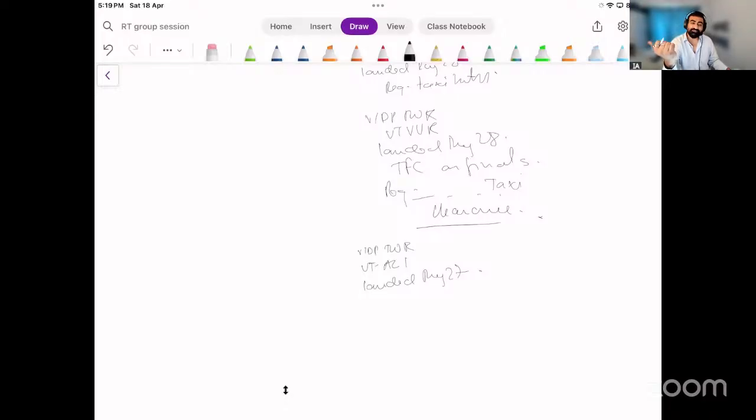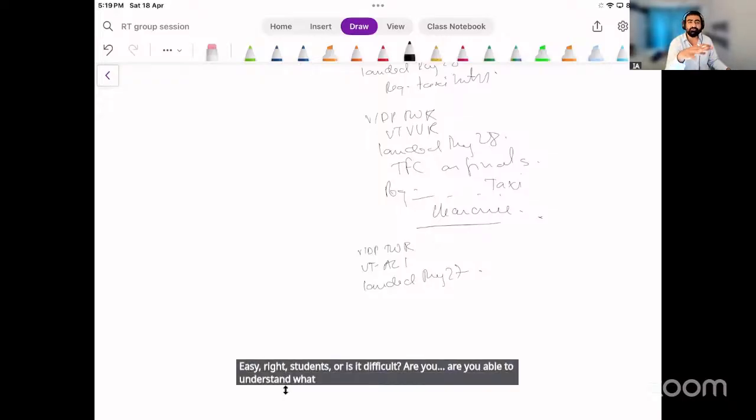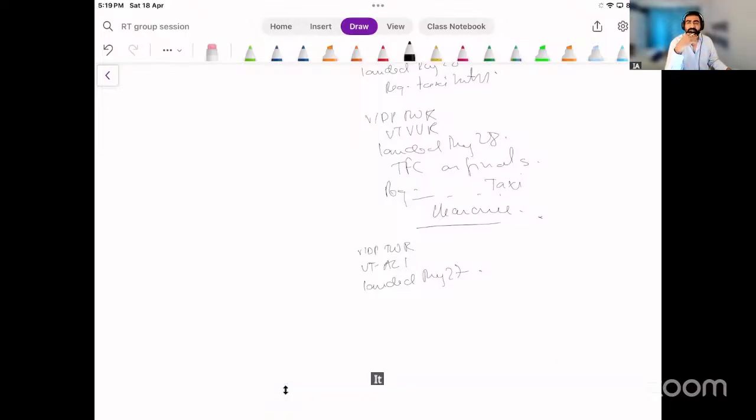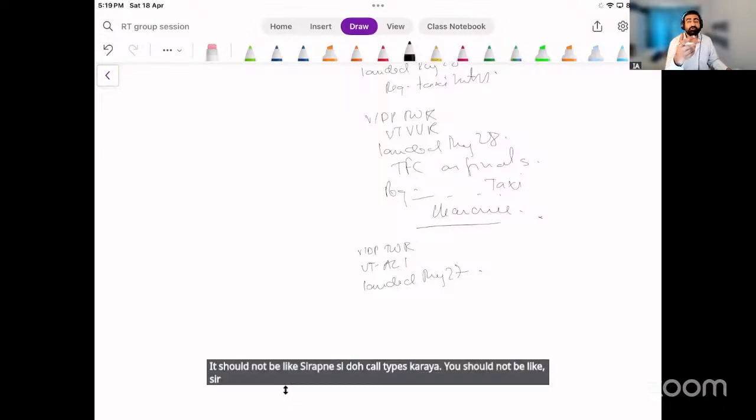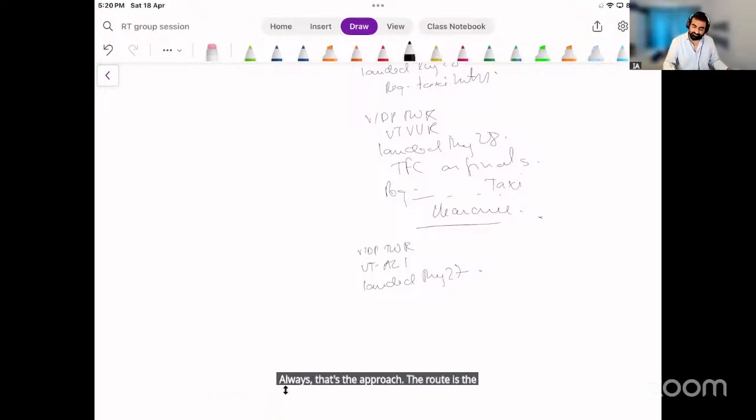Easy, right, students, or is it difficult? Are you able to understand what I'm trying to walk you through and teach you? It should not be like, sir, you've just done two call types. We're not talking about call types right now. We're just understanding the core logic which will apply in any call type. That's always the approach. The root is the approach always.